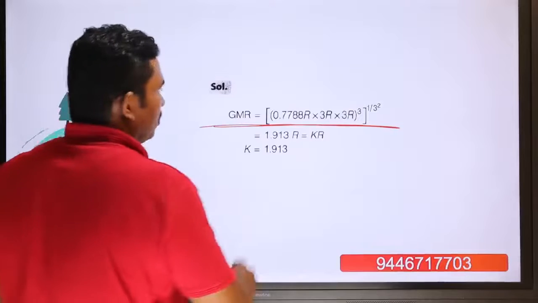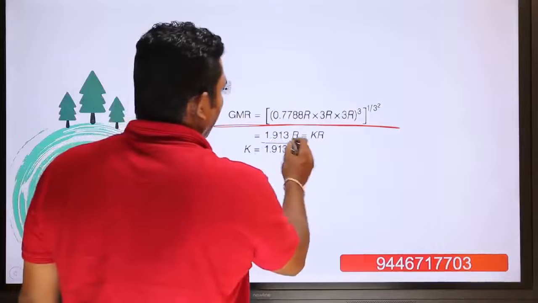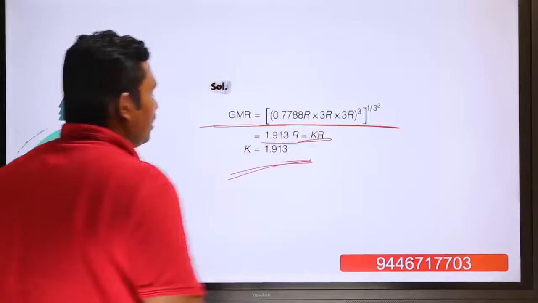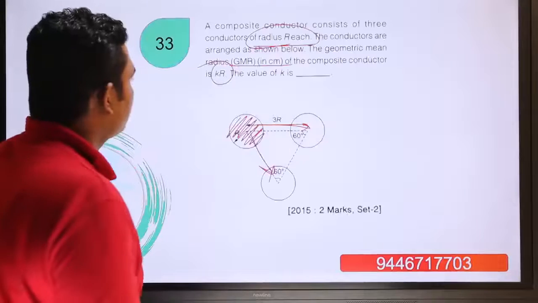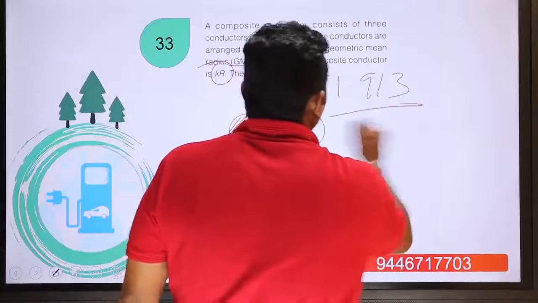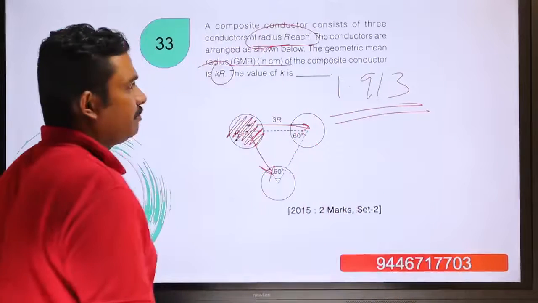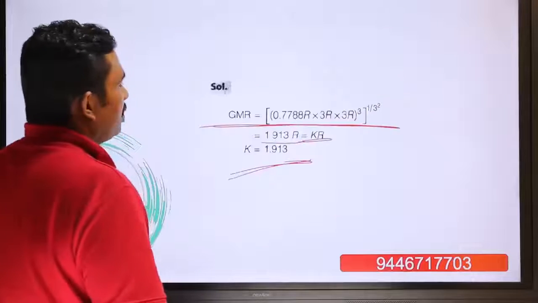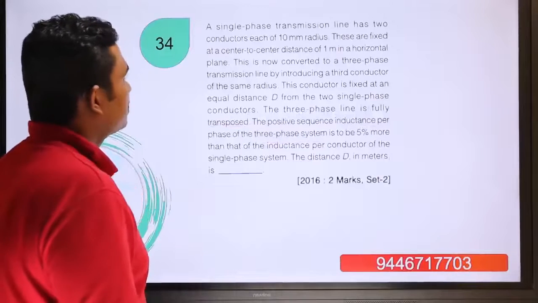So it becomes equal to 0.1913 r, which is equal to kr. So what is k? k is equal to 1.913. So the value of k is equal to 1.913. That is the answer for question number 33, 1.913. Now moving on to the next question, question number 34.